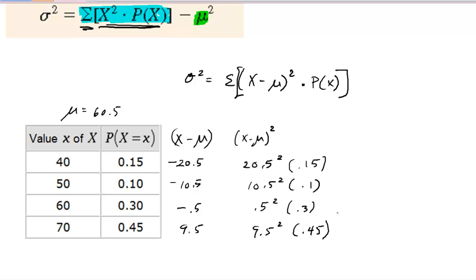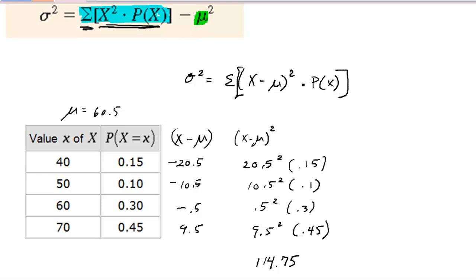And let me calculate that real quick. I'm not going to do all the intermediate calculations. I'm going to do one big calculation in my calculator. So 20.5 squared times 0.15 plus 10.5 squared times 0.1 plus 0.5 squared times 0.3 plus 9.5 squared times 0.45. Enter. And my answer is 114.75. So when I add all those up, I get 114.75.